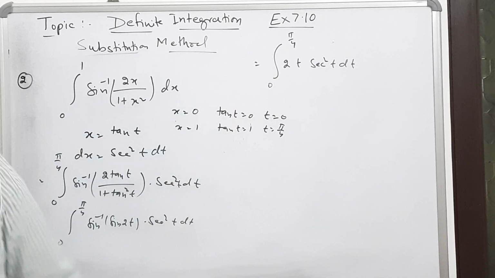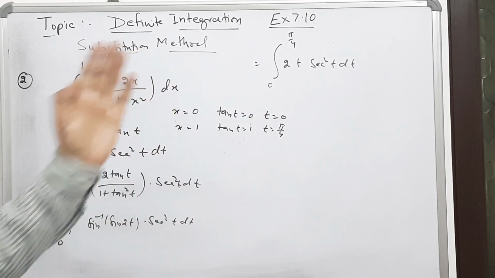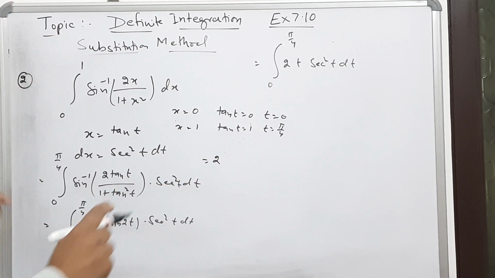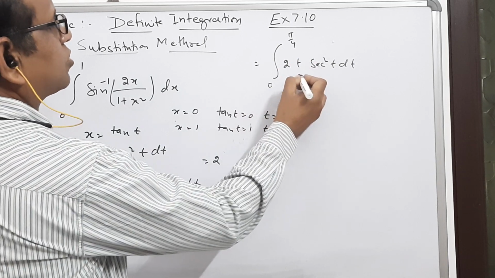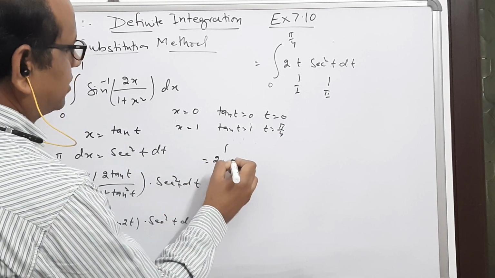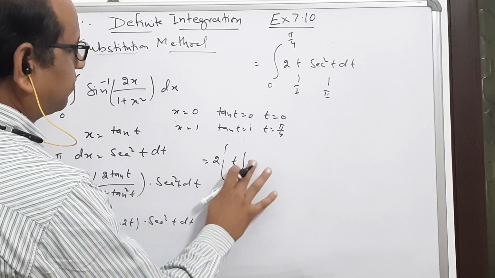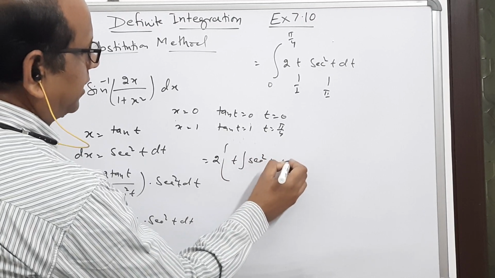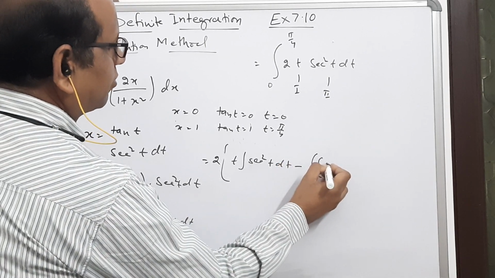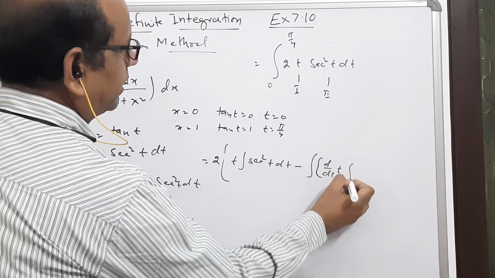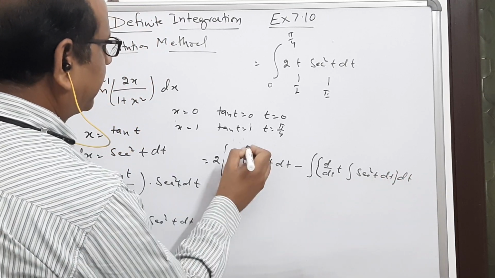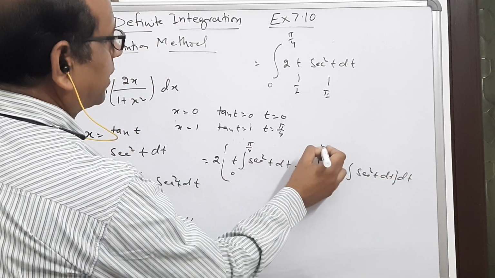So in this we will apply ILATE and integrate this part. When you apply ILATE here, it is 2, t and sec square t. So you will take this one as the first function and this one as the second function. Now you see the integration. It is t times the integration of sec square t dt minus the integration of the derivative of t, that is d/dt of t, times the integration of sec square t dt, whole dt, and we will put the limit as it is, 0 to pi by 4.